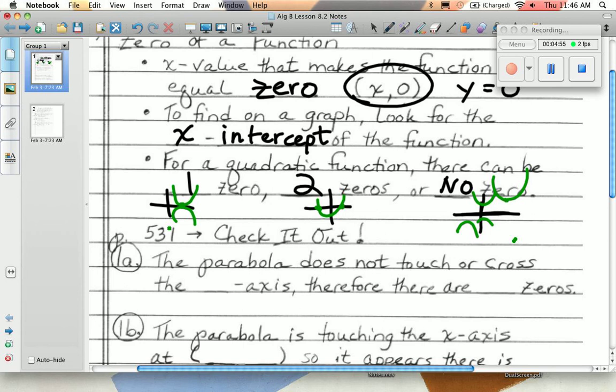In other words, if it's below the x-axis and opening down, is it ever going to touch the x-axis? No. If it's above the x-axis and opening up, is it ever going to touch the x-axis? No. So those are the times when there would be no zero.